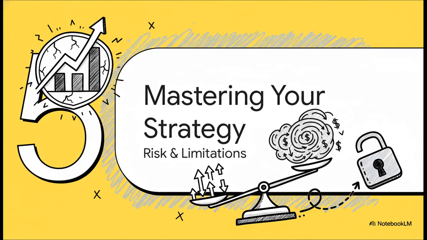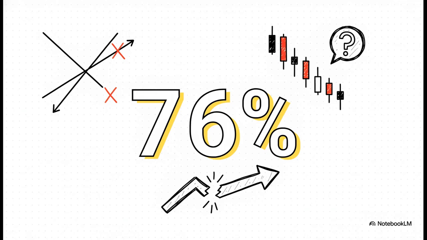Listen, just knowing how these strategies work, that's not enough. For this final part, we have to talk about what it takes to actually master a strategy. And that means understanding its weaknesses and, most importantly, managing your risk. Now, I want you to just look at this number for a second, 76%. There was a study done on MA crossover systems using historical S&P 500 data, and it found that the false signal rate could get as high as 76%. That's a pretty sobering number, and it's something you absolutely have to wrap your head around.